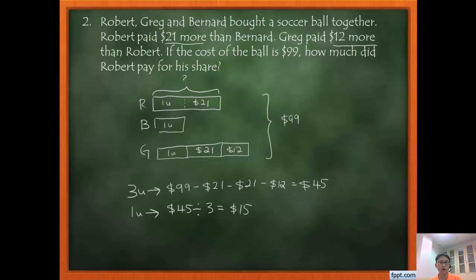Is that my answer, what I'm looking for? No, I'm looking for Robert. Robert is 1 unit plus the $21. So 1 unit is 15 plus my $21, and that will give me a nice grand total of 36. So my answer is $36. Hope you got it correct.